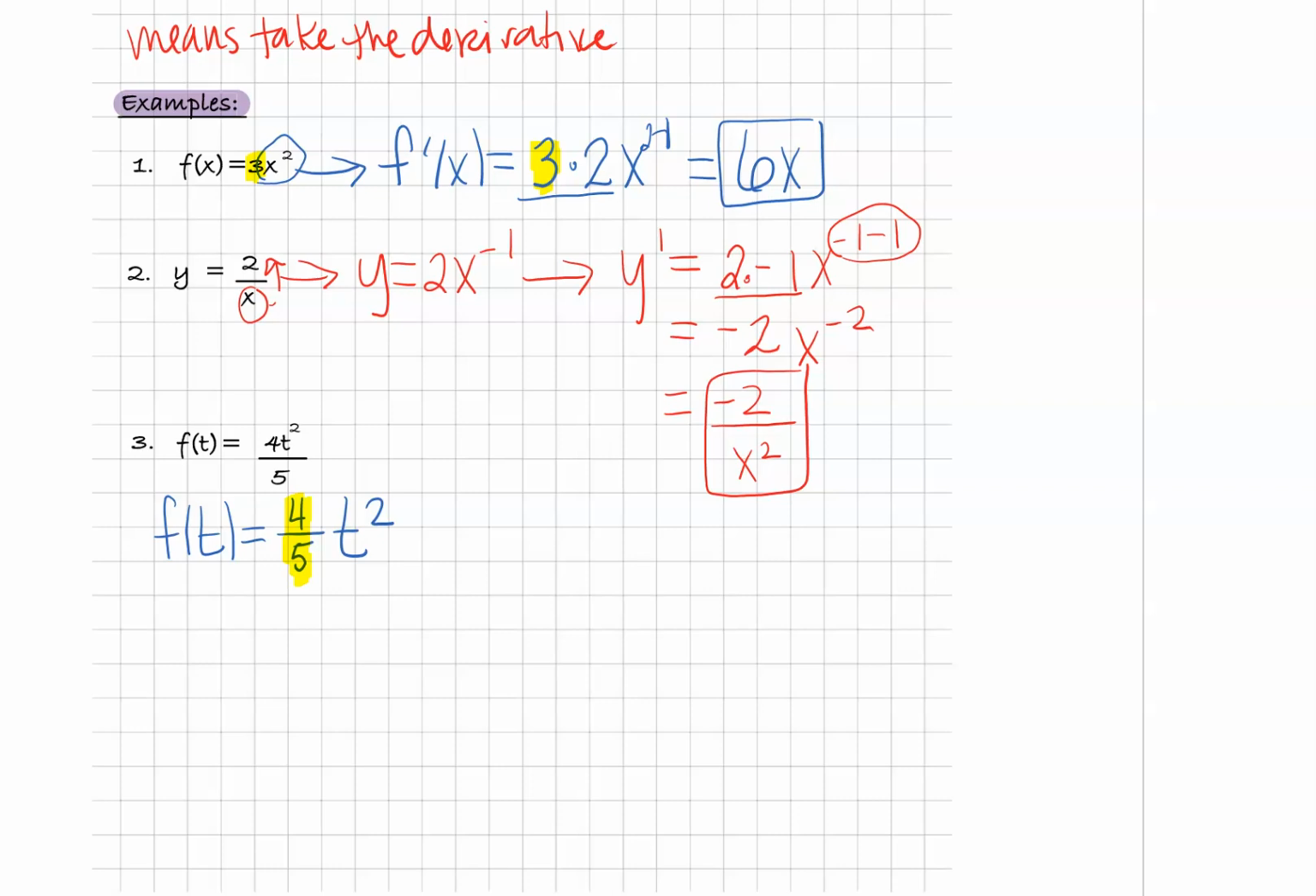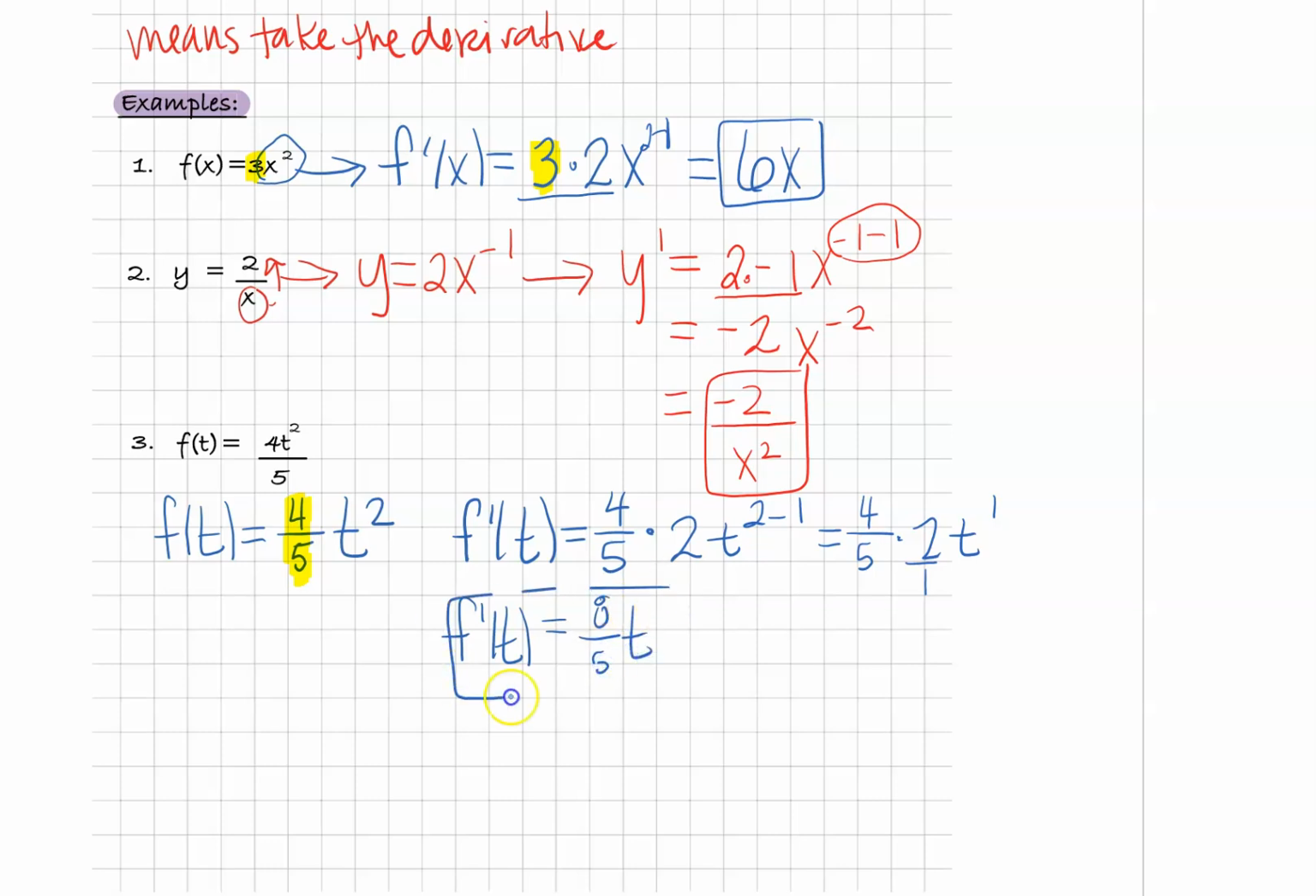And so I would say f prime of t is equal to 4/5 is just going to stay out front. Then I'm going to say times, bring the 2 down, subtract 1 from it. So cleaning that up, that gives me 4/5 times 2t to the first. And then let me multiply that 2 in there. Remember, multiplying fractions, you could just put that over 1. So it tells me f prime of t is equal to 8 over 5t. And that would be my derivative.